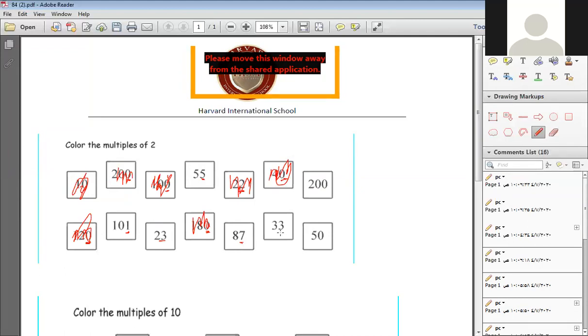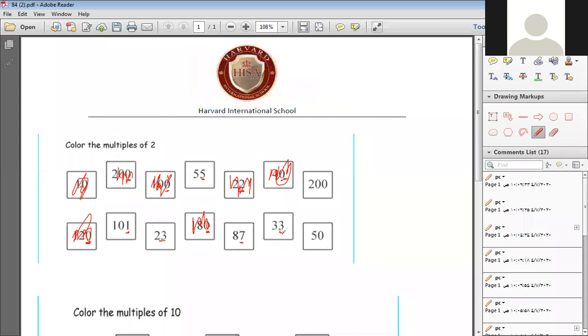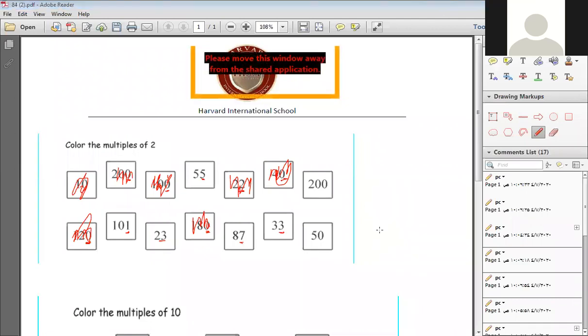What about 33? 33, what is this? This is 3. Is 3 even or odd? Yes, 3 is odd. So it will not be with me as a multiple of 2. What about 50? 50 ends with what? With 0, so it will be with me as a multiple of 2. What about 200, ends with a 0? Is 0 even? Yes, so it will be a multiple of 2.